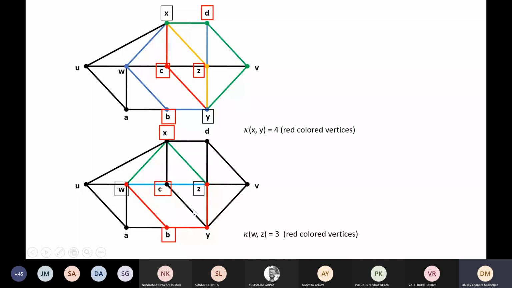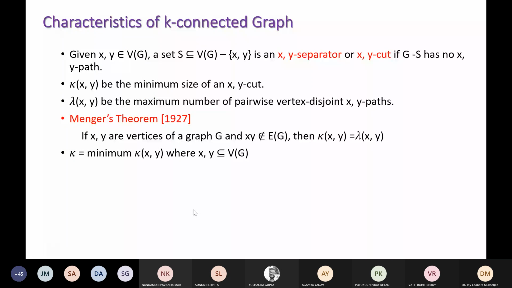Okay, so this is a famous theorem, Menger's theorem. Actually, the theorem that Menger proved, on the basis of this theorem only, Ford and Fulkerson devised the algorithm for max flow min cut. So the idea of max flow min cut that Ford Fulkerson got was from this Menger's theorem. So Menger has a very important role in discovering different solutions to the max flow min cut problem.